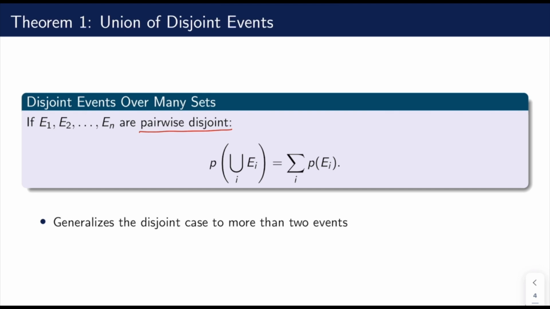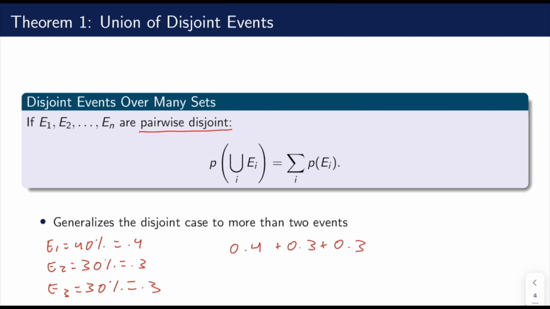Now let's say 3 people are running for student body president. If one of them has a 40% chance of winning, one of them has a 30% chance of winning, and another person has a 30% chance of winning, the probability one of them wins is just 0.4 plus 0.3 plus 0.3, which is equal to 1. Notice again there is no overlap because 2 people cannot both win. Thus, we do not have to subtract anything.